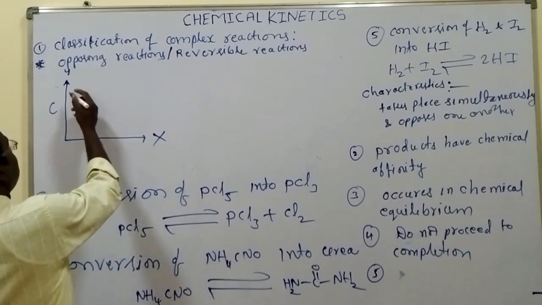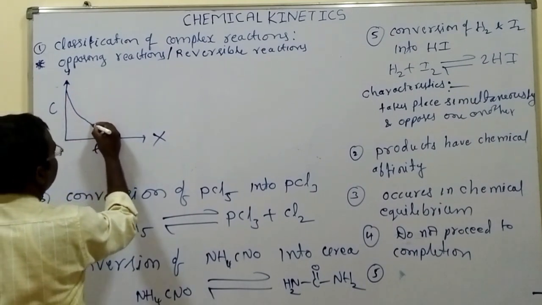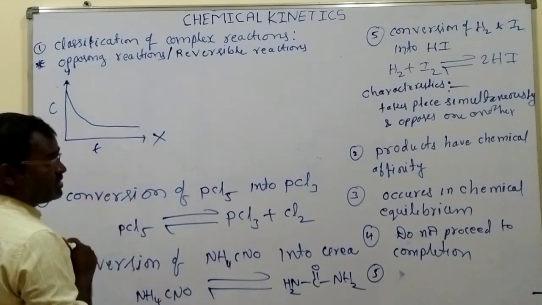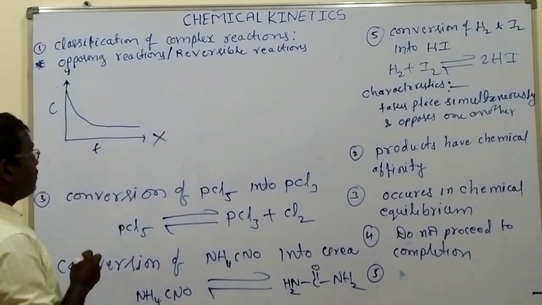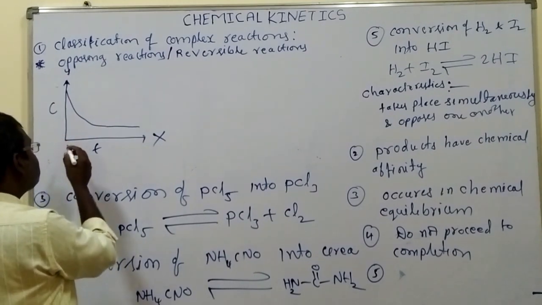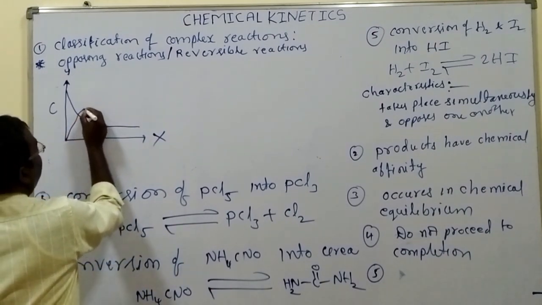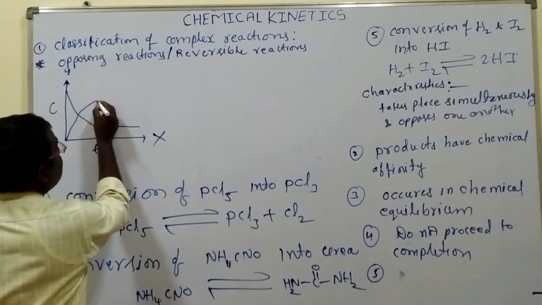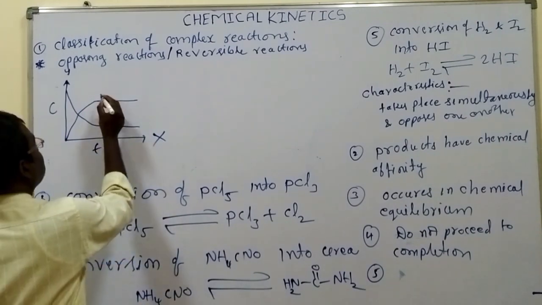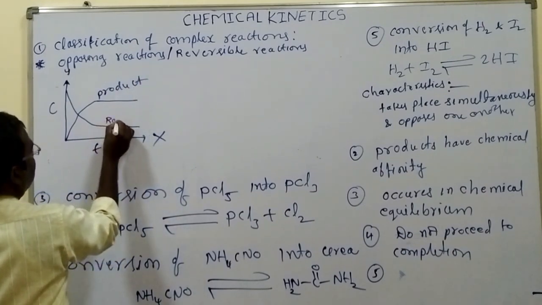The concentration of the reactants gradually decreases and becomes constant after some time. For the product, initially we don't have any product, so its concentration is 0. But after some time the product concentration increases, and later it also becomes constant. This is the product concentration, and this is the reactant concentration.